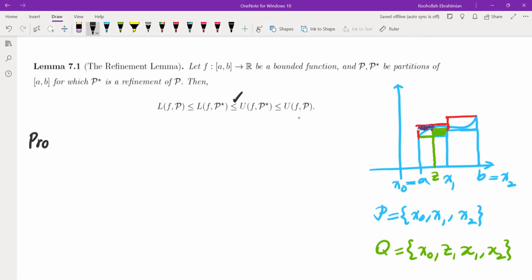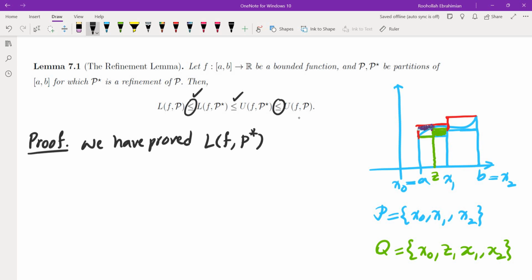Okay, so we are going to prove one of these inequalities. We're going to prove this one, and then the other one would be similar. So I'm going to prove this one. This would be quite similar. We have proved this one before. So we have proved the lower sum is less than or equal to the upper sum. So we're going to ignore that one.